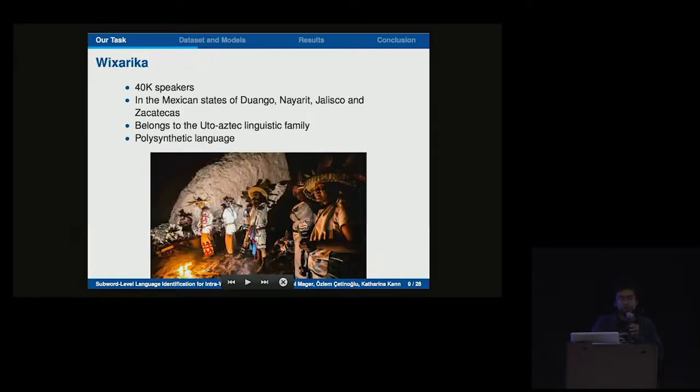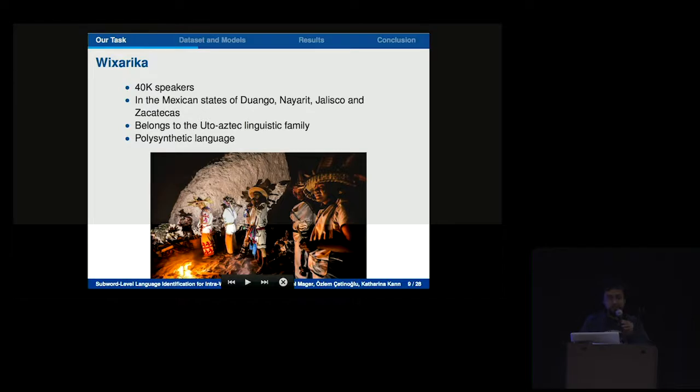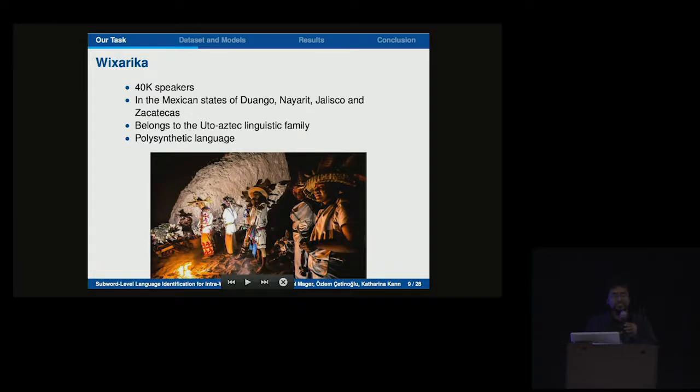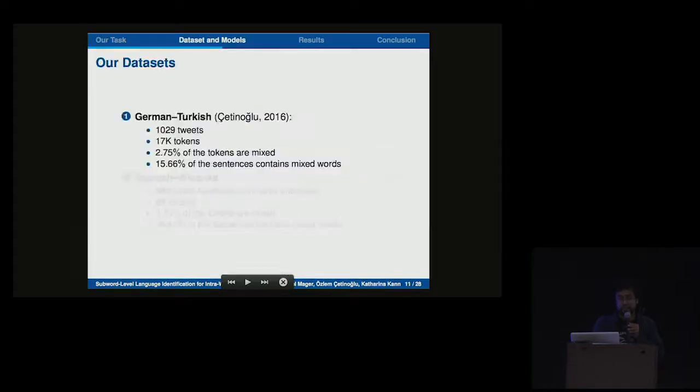So in our work we're researching Turkish German and Spanish Wixarika language pairs. Of course, you know all the other languages, but Wixarika is spoken by 40,000 speakers. It's a Mexican indigenous language, and it's spoken in Durango, Nayarit, Jalisco, and Zacatecas. It belongs to the Uto-Aztecan linguistic family, and it's a polysynthetic language.